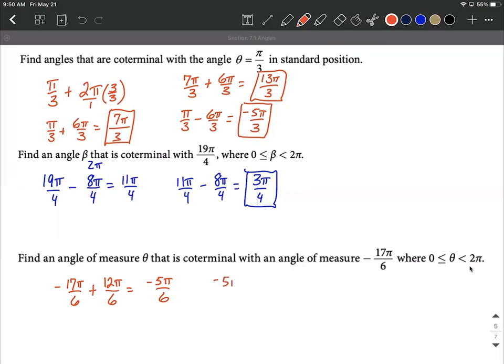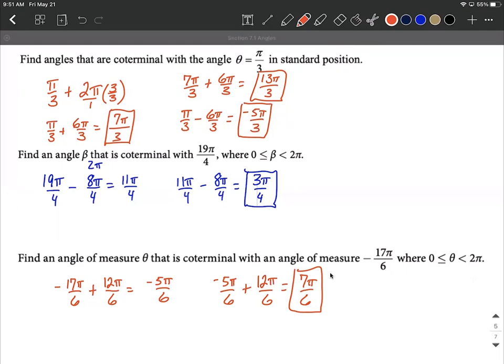So let's start with negative 5 pi over 6. Do this process one more time. Again, adding 12 pi over 6, that's adding 2 pi to this. It's going to work out to 7 pi over 6. That fits in the right range between 0 and 2 pi, so that's our coterminal angle that we're looking for, theta.